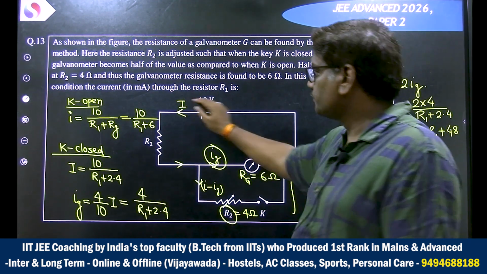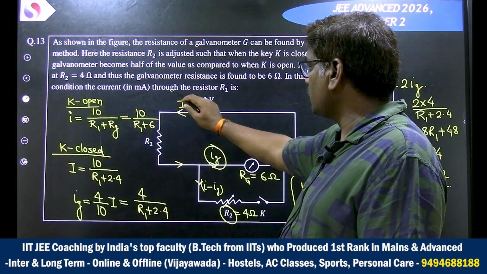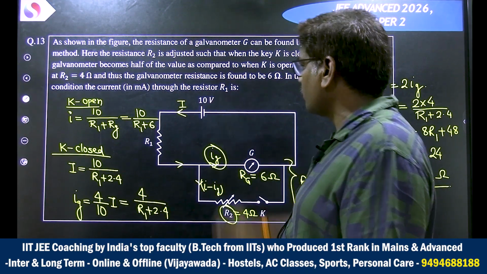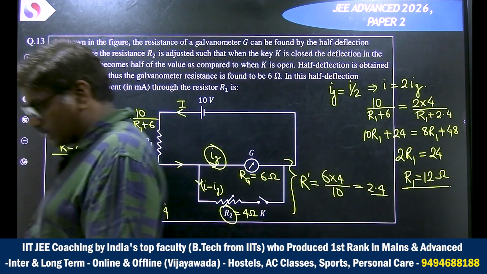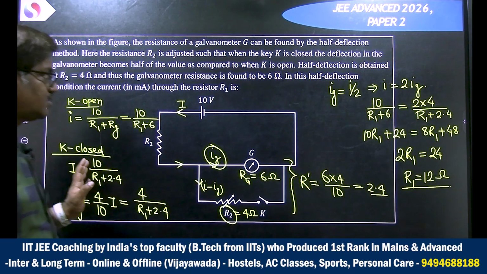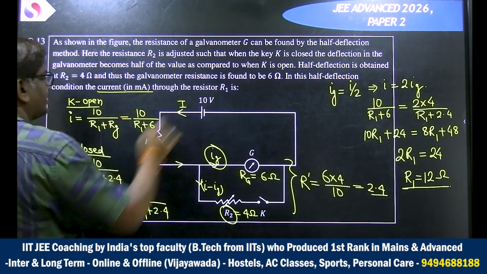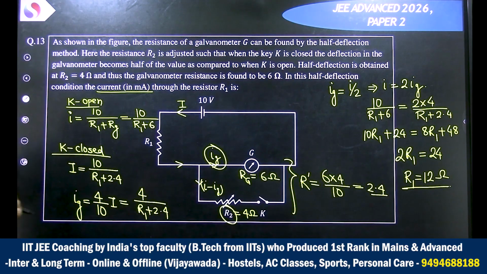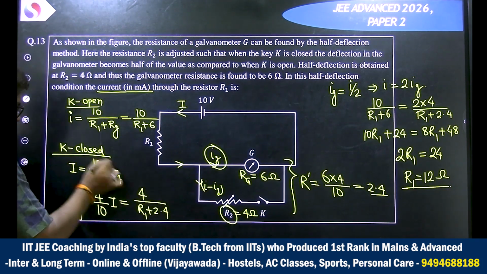They are asking, in this half deflection condition, the current in milliampere through R1. So you have to find R1, and I got R1 as 12. This is not the answer, because they are asking for the current through R1. In which condition is half deflection obtained? In the half deflection condition when K is closed. So when K is closed, they are asking for this I.